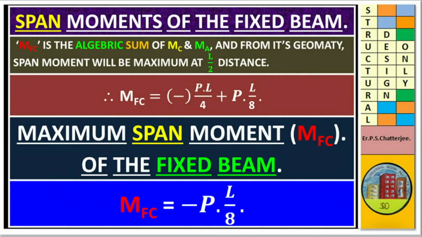Span moment of the fixed beam, say it is MFC. MFC is the algebraic sum of MC and MA, and from its geometry, span moment will be maximum at L by 2 distance. Therefore, MFC is equal to minus PL by 4 plus PL by 8. Maximum span moment MFC of the fixed beam is equal to minus P into L by 8.